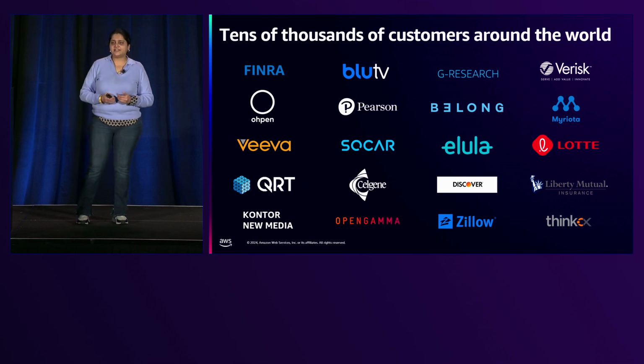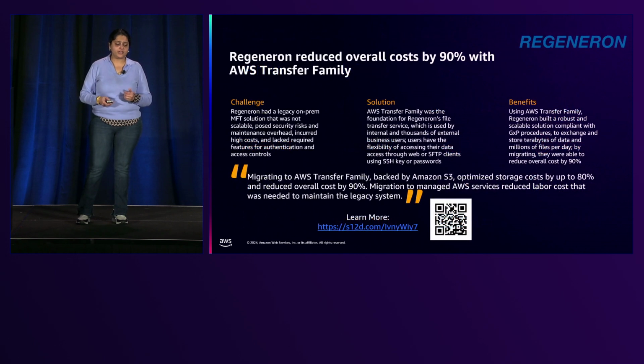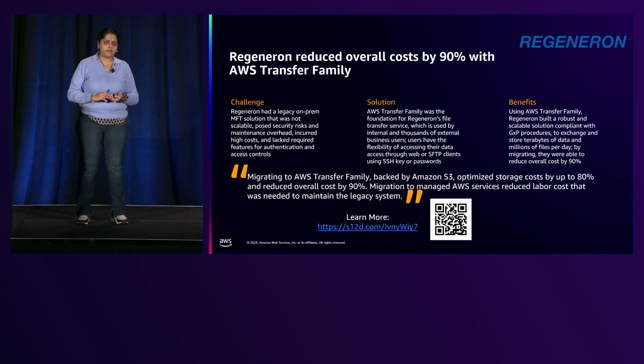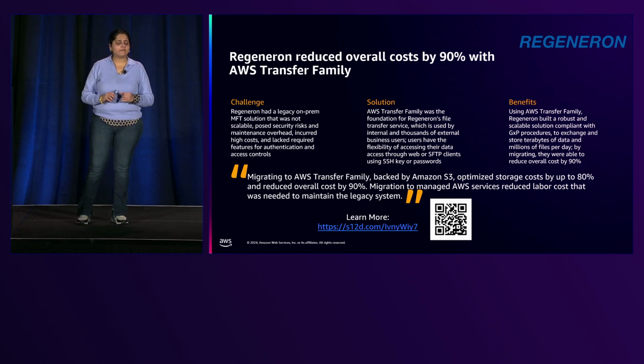I'm really excited that tens of thousands of customers around the world are benefiting from AWS Transfer Family. One specific customer I wanted to talk about was Regeneron. They had a challenge, like many of you might relate to, using a legacy on-premises MFT solution. It was expensive, posed a lot of security threats, and they had to invest a lot of resources. It was a lot of operational overhead for them. And on top of all of that, they did not have the flexibility for the authentication options that they were looking for.